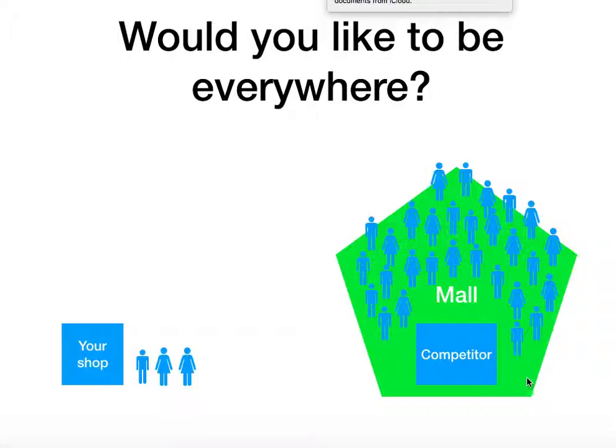But this is the thing: the people in the mall are paying a high overhead for all this traffic. They're paying a lot of rent money just to have all these people walking by.